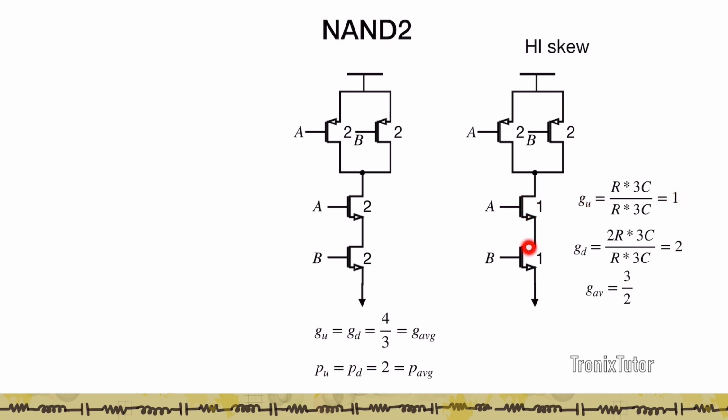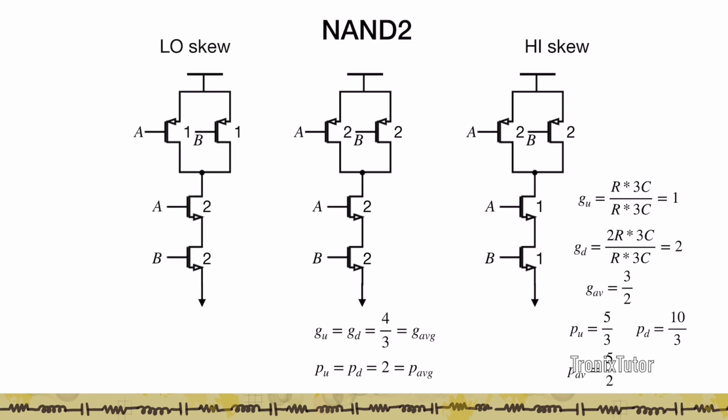The logical effort for pull-down, on the other hand, increases to 2, because now you're seeing an input capacitance of 3 with the pull down resistance of 2R, leading to a logical effort of 2. The average logical effort of this gate is 1.5. If you look at the parasitic delays, again for pull up the parasitic delay is 5/3, pull down the parasitic delay is 10/3, and the average parasitic delay is 5/2. So again here you see that because of the way that we have done the sizing, even the parasitic delay for the pull up is going to be less than the parasitic delay for pull down.